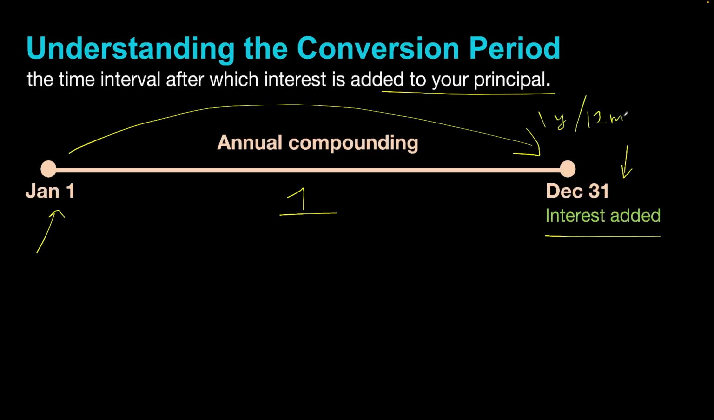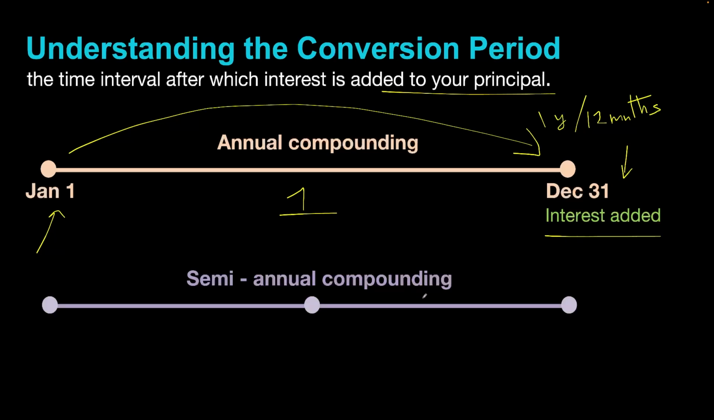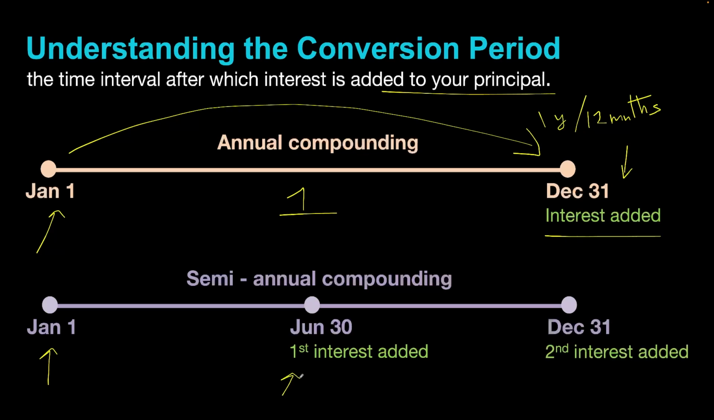So in 12 months, your money is compounded only once with whatever rate of interest you have given to the bank. Now, in the case of semi-annual compounding, the money gets compounded twice. So you have 2 conversion periods. You deposit it in January, your first conversion happens, or the first interest gets added in June. And again, another interest gets added in December.